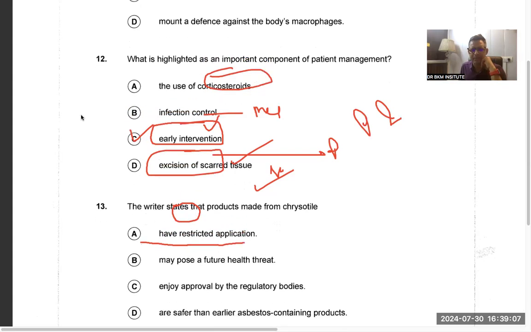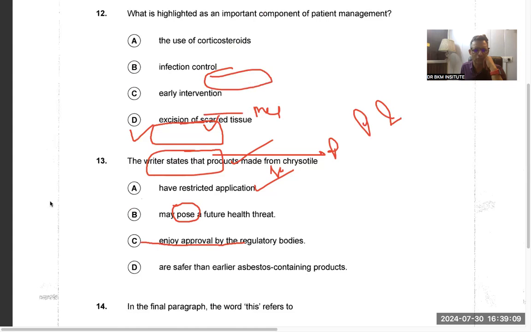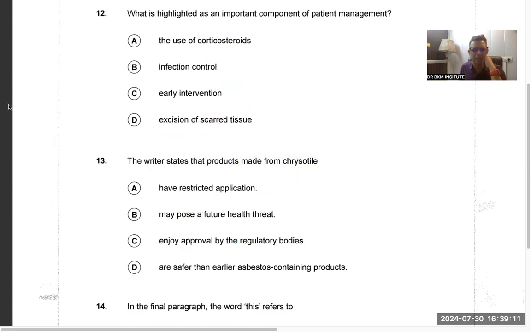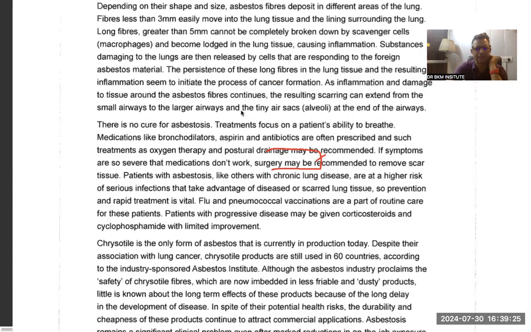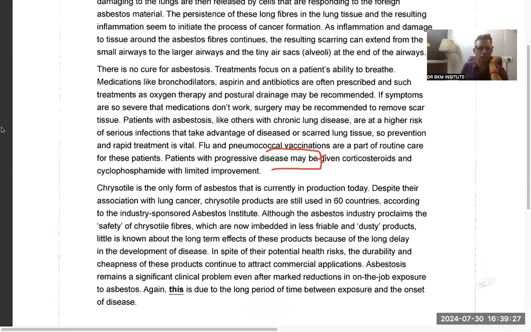Then again, I'm taking one more question because somebody asked me about the 13th question over the chat box. So I'm taking that question as well. The writer states that the products made from crocidolite, okay. So let's see what are the products made from this and what are they talking about. Never try to pronounce the word, so I will say this word as C.